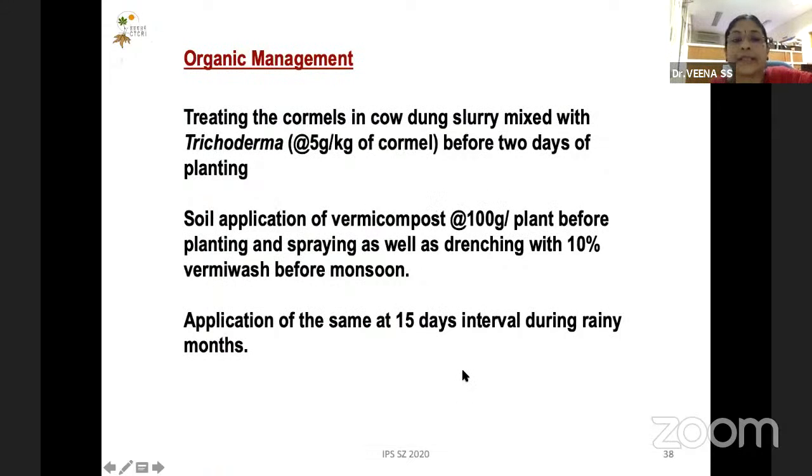And suppose some farmers want an organic management strategy, that also we have developed. Here, instead of fungicide, treat the cormels in cow dung slurry mixed with Trichoderma, 5 gram per kg of cormel, 2 days before planting, and just shade dry. And after that, soil application of vermicompost. Then repeat the application of the same at 15 days interval during rainy months.